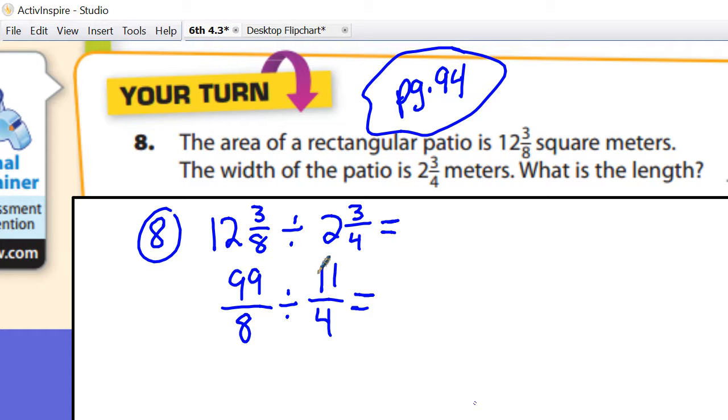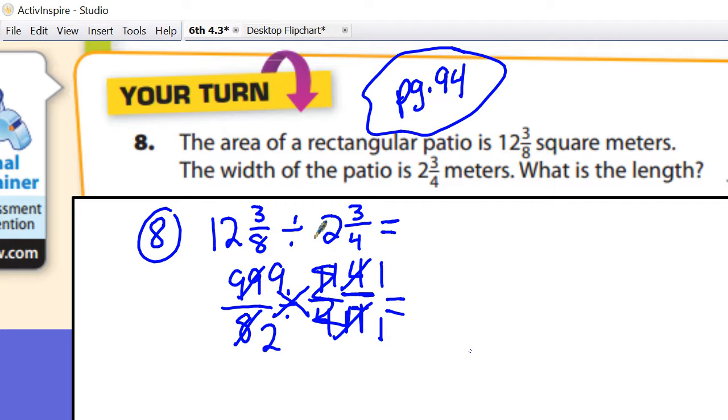The next step in dividing mixed numbers is to multiply by the reciprocal. So I'm going to change from division to multiplication, and I'm going to use the reciprocal of 11/4, which is 4/11. I now have 99/8 times 4/11, and I have all sorts of things that simplify here. 4 and 8 share a factor of 4. 4 goes into itself once. 4 goes into 8 twice. And 11 and 99 share a factor of 11. 11 goes into itself once and goes into 99 9 times.